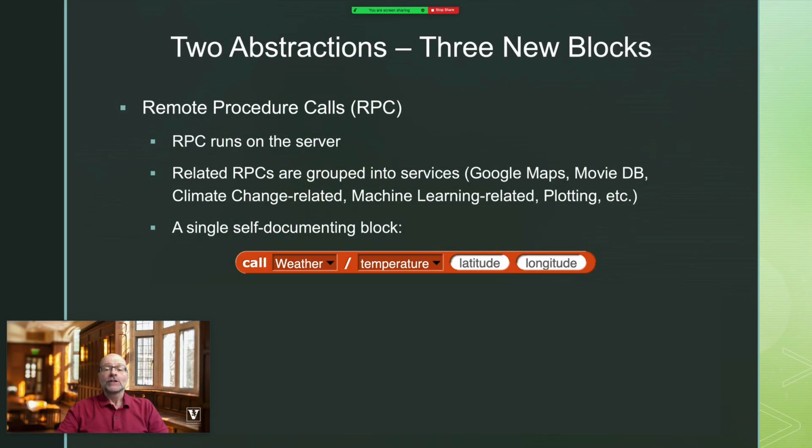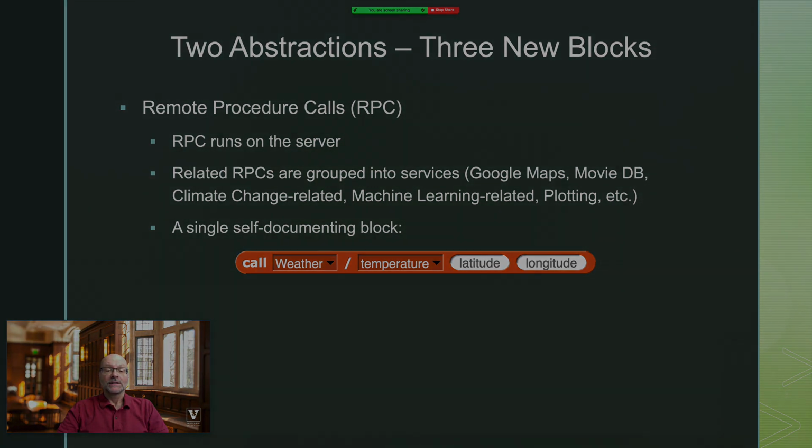Specifically, we added 2 abstractions and only 3 new blocks to Snap. Remote Procedure Calls, or RPCs, are functions that run on the server and provide access to online services and data sources. Related RPCs are grouped into services. A single self-documenting block called Call is all we need to use RPCs.